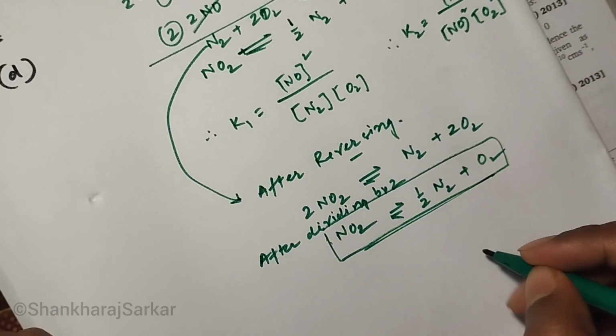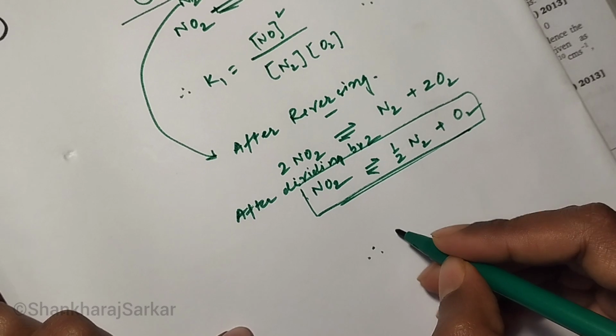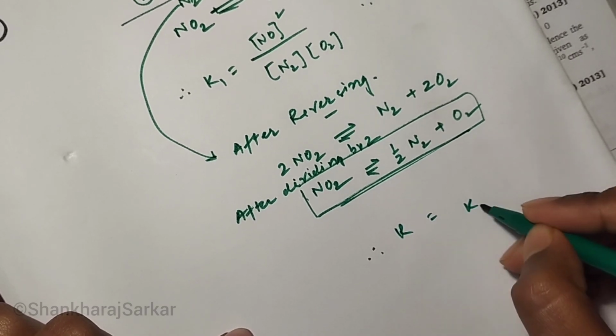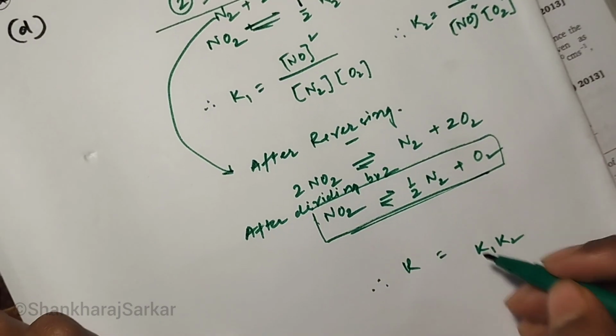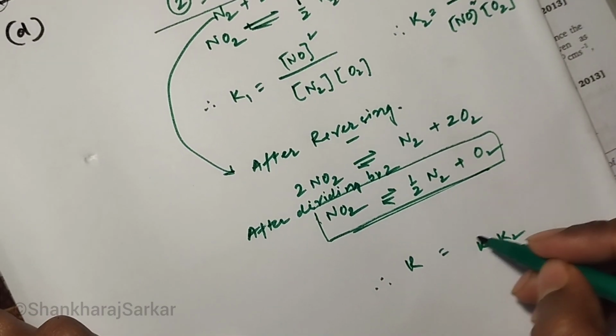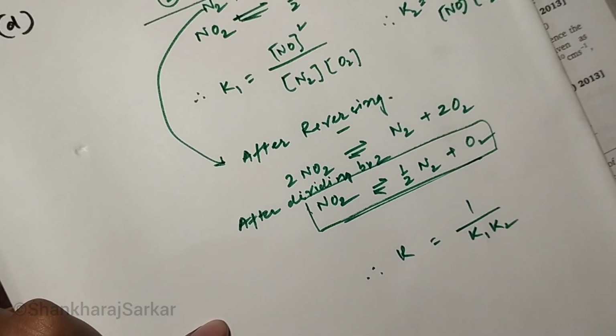So we added the two equations. So for this equation the k will be k1 into k2. We have added the two equations. Then what happened? We have reversed it. For reversing, the value of k will be 1 by k1 k2.